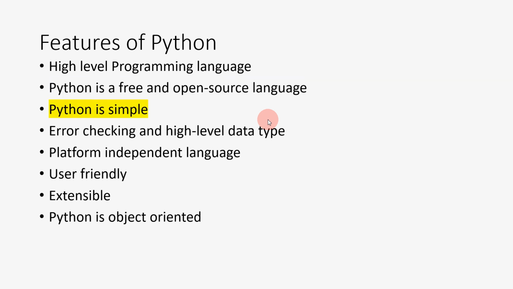Third, Python is simple as compared to other languages like C, C++, and Java. The syntax of Python programming is very simple. The reason behind that is there is no need of declaring variables in Python. In a single statement, the user can express complex operations, and there is no need of opening and closing brackets in Python like C and C++.